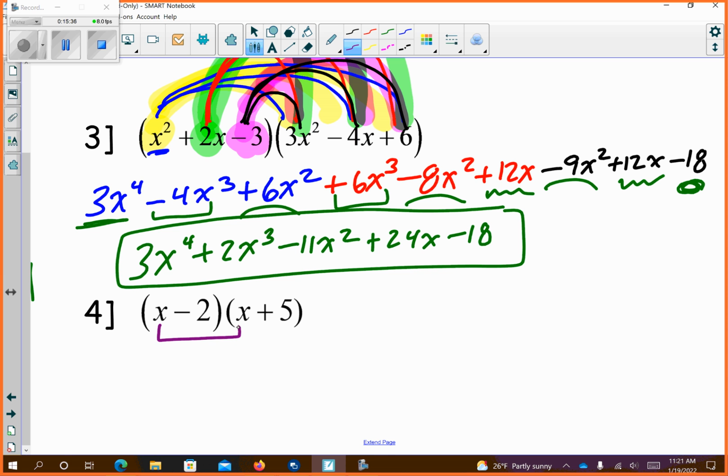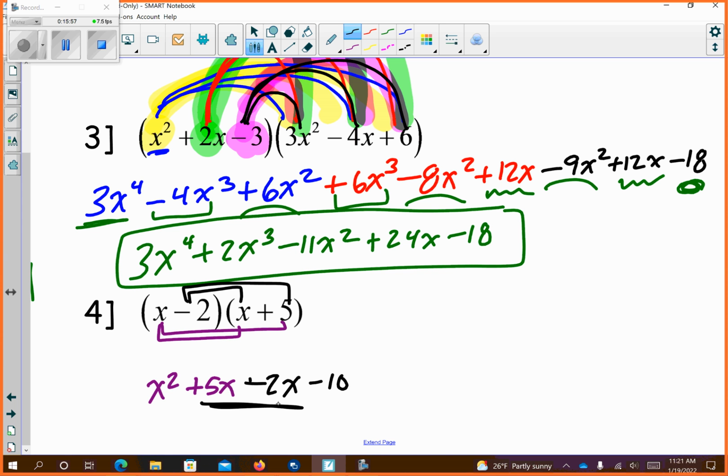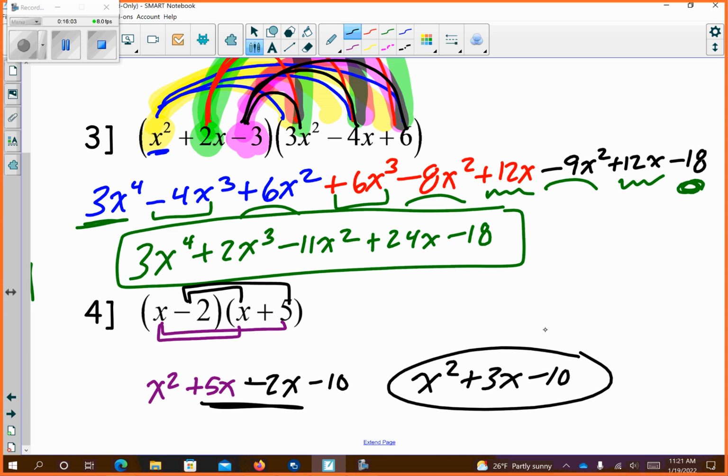All right. X times x, x squared, x to the second. X times 5, 5x. Negative 2 times x, negative 2x. Negative 2 times 5, negative 10. Those are like terms. Combine them together. Done. That one's not as colorful. There's not as much to do there.